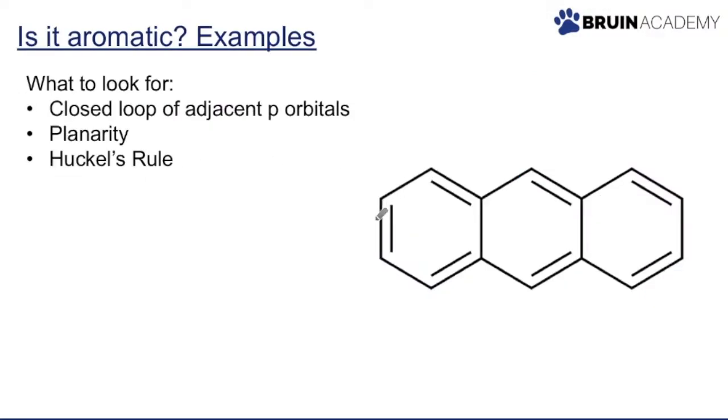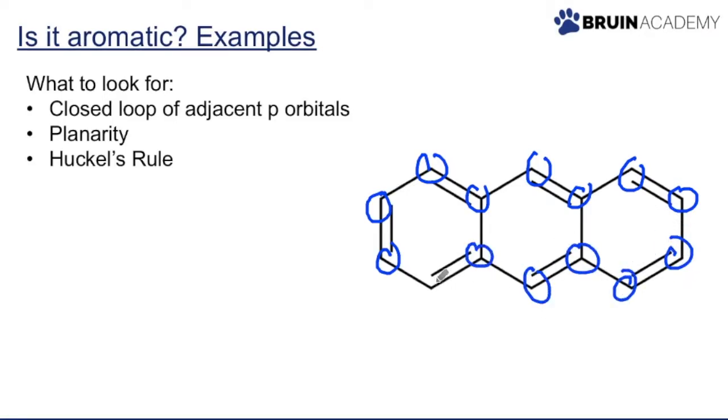So let's look at some examples of aromatic molecules and determine whether or not they're aromatic. Here we're going to first look for some important things. These are the three requirements we need to have. Does this have a closed loop of adjacent p orbitals? Let's go through and circle all of them. Looks like there's p orbitals here. That is indeed a closed loop, so we do have that.